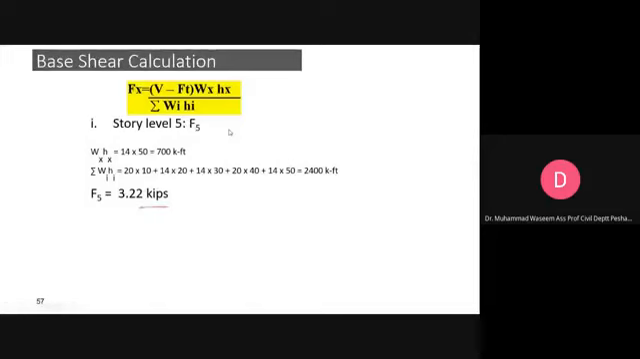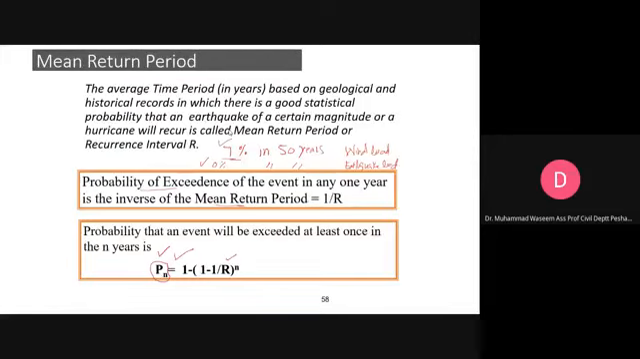We finished discussing the earthquake loading and the wind loading part. Now we will have some introduction to mean return period. The definition of mean return period is the average time period, based on geological and historical records, in which there is a good statistical probability that an earthquake of certain magnitude or a hurricane will recur. Mean return period means the recurrence of any significant earthquake during the lifetime of your structure.